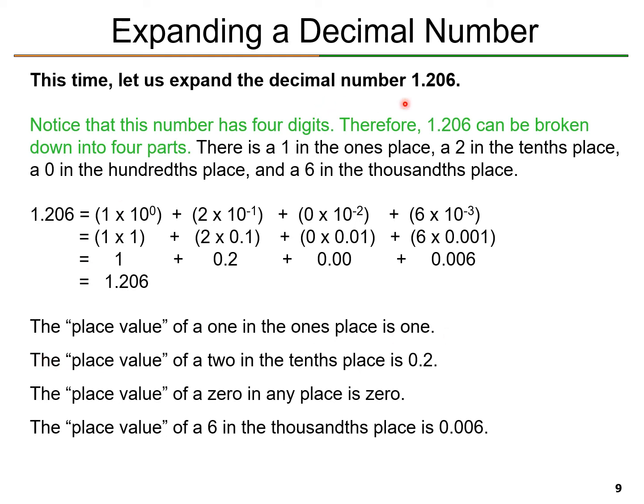So the place value of a 1 in the ones place is 1. The place value of a 2 in the tenths place is 0.2. The place value of 0 in any place is 0. The place value of a 6 in the thousandths place is 0.006.